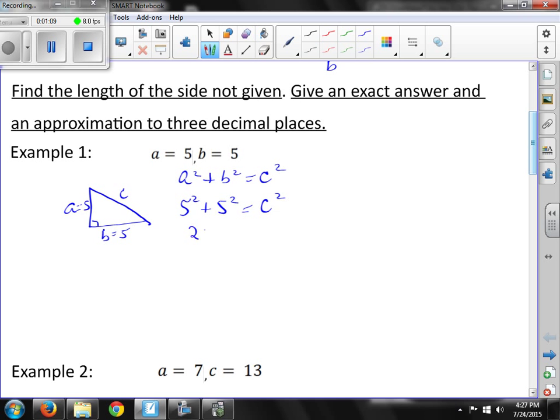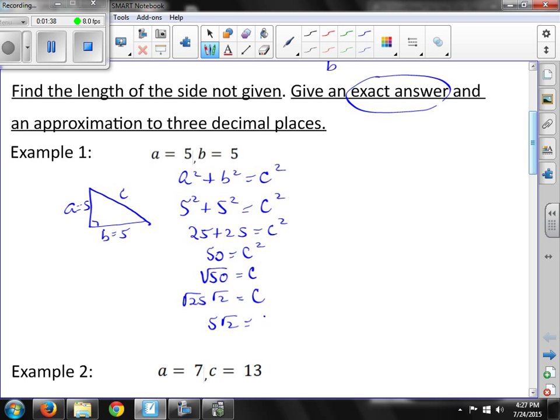5 squared is 25, so we have 25 plus 25 is equal to C squared, or 50 is equal to C squared, or C is equal to the square root of 50. We want to give the exact answer. The square root of 50 will break down. The square root of 50 is the square root of 25 times the square root of 2, or I will have 5 square roots of 2 is equal to C.